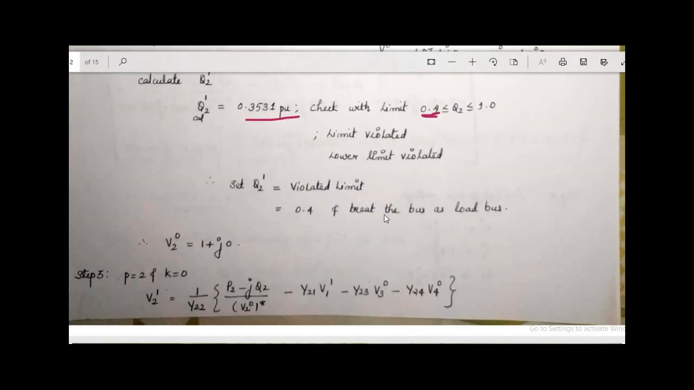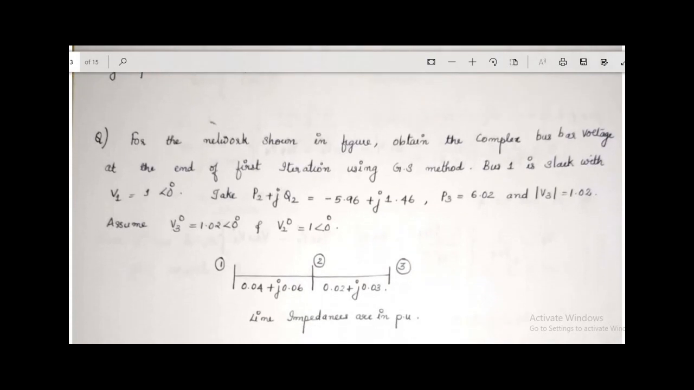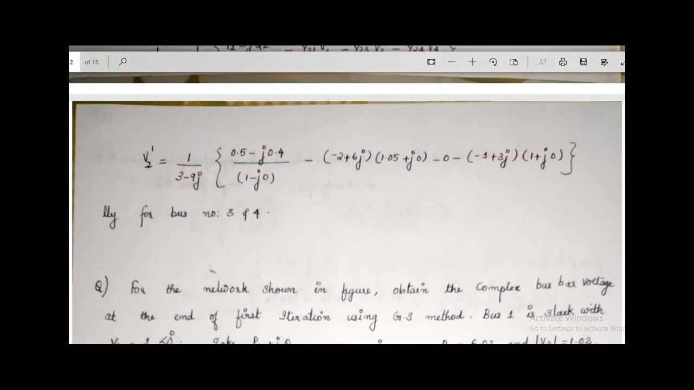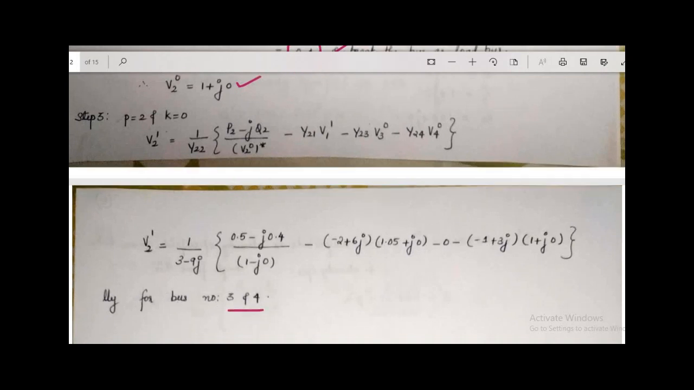Since it is violated, we need to treat the bus as a load bus, and you have to set the value of the reactive power as the violated limit. What is the violated limit? 0.4 is our violated limit. We will set it like that. Once it is treated as a load bus, you need to initialize your bus voltage like this. Magnitude is now 1. Now again proceed in the similar way. That was the case, and you can proceed for bus voltages 3 and 4 in the similar way that we did before.